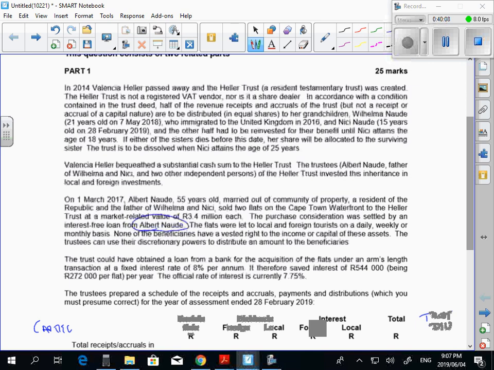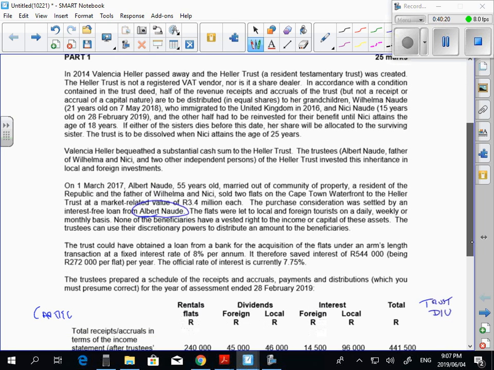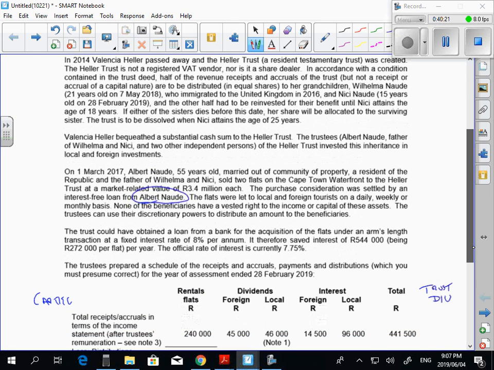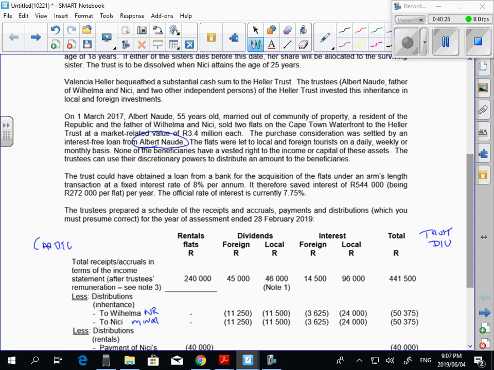On 1 March, Albert, 55, married out of community of property, a resident of the Republic, father of Wilhelmina and Nikki, sold 2 flats on the Cape Town waterfront to the Heller Trust at a market value of 3.4 million each. Purchase price settled by an interest-free loan. So what are we going to do, guys? We've got rentals. Who's the donor for the rentals? Albert. Flats are let to local and foreign tourists on a daily, weekly, or monthly basis.